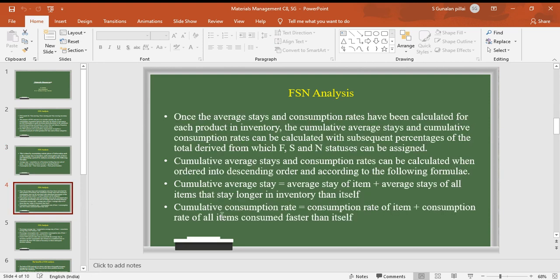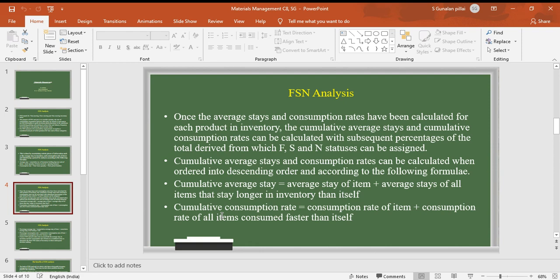FSN analysis. Then once the average stay and consumption rate have been calculated for each product in inventory, very carefully you have to see that you cannot search if 20,000 products are there. I cannot identify the average stay and consumption rate for each and every product. Sir, how is it? It is a computer job. Now part of the work is done by the computerized system. We already learned how the computerized material management system helps with material management. So for each and every product, the average stay and consumption rate is required.